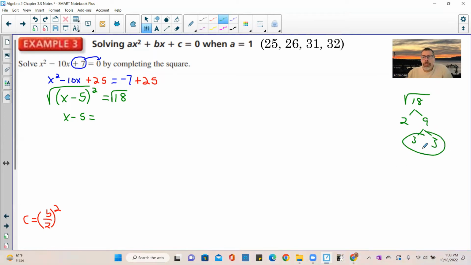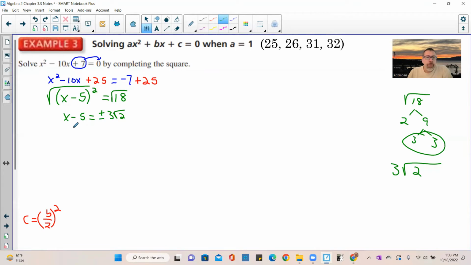I have a pair of 3's that becomes 1 outside, because 3 squared is 9 and the square root of 9 is 3, and I still have a 2 underneath the radical. So I have 3 square root 2. So this is going to be plus or minus 3 square root 2.